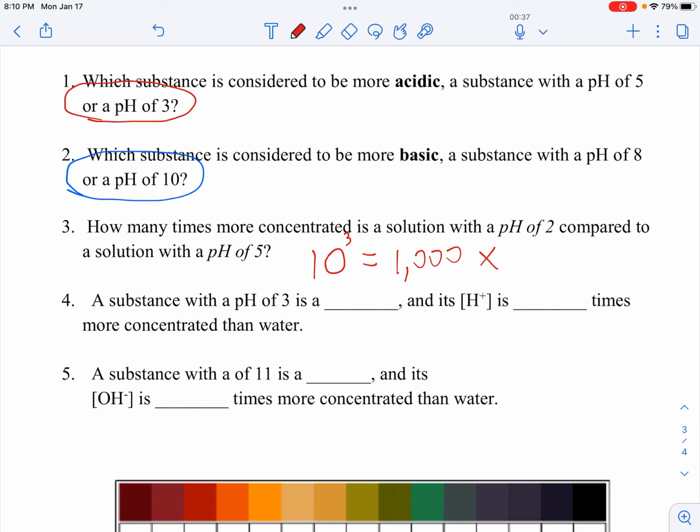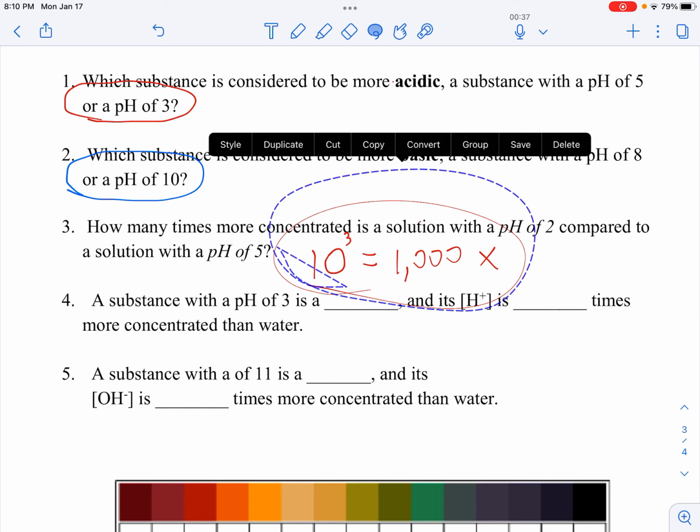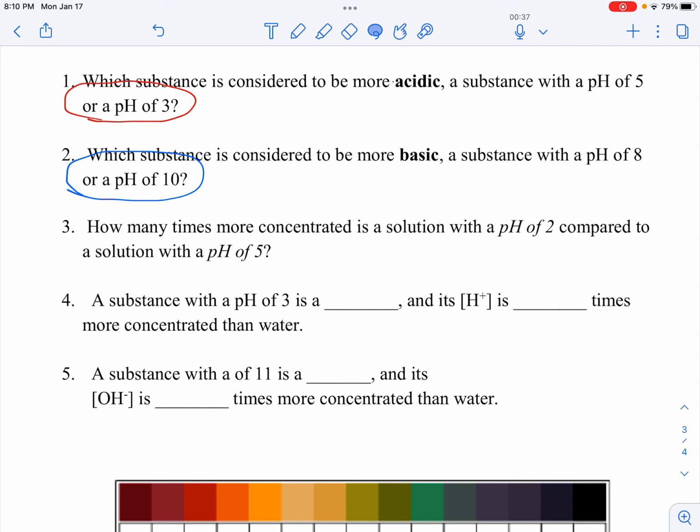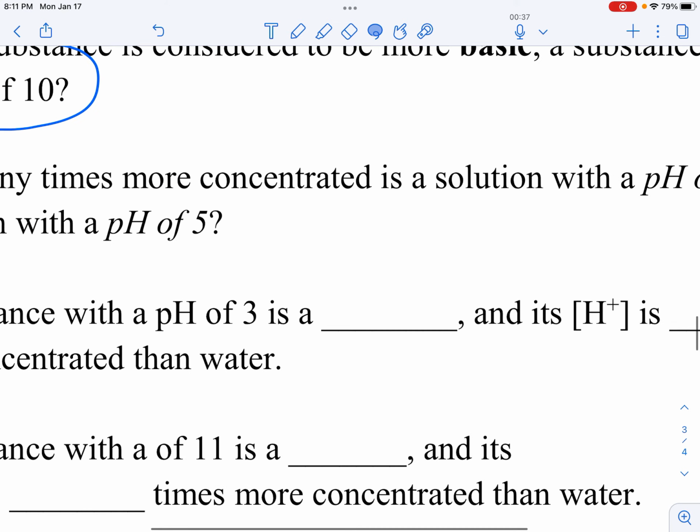All right, I'm going to erase that just to get it out of the way there. Let's get rid of that. There we go. Okay, number 4. A substance with a pH of 3 is, and your choices are acid, base, or neutral. Well, the pH is below 7, so that has to be an acid.